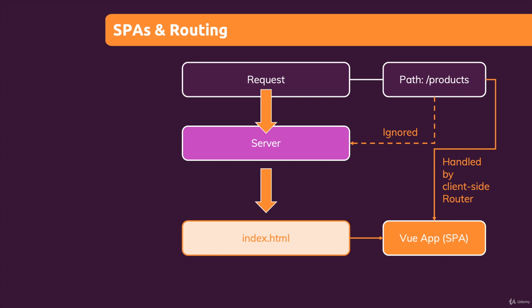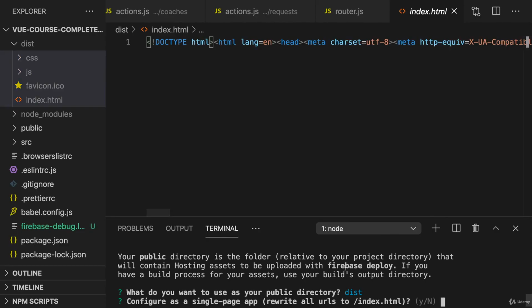The development server was already configured to work like this, which is why we didn't have to worry about that before. But web servers, real web servers, typically do not ignore it by default. And that's why Firebase is asking us here if we want to configure this as a single page app. If we choose yes here, which we should, then Firebase will ignore all requests on the server and, as mentioned here, rewrite all URLs to index.html so that always index.html is served.